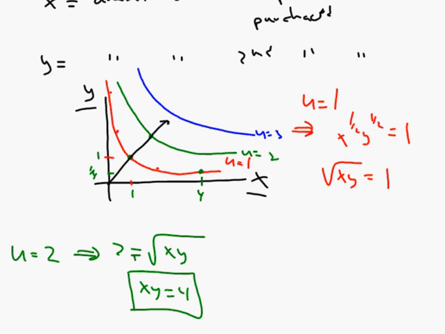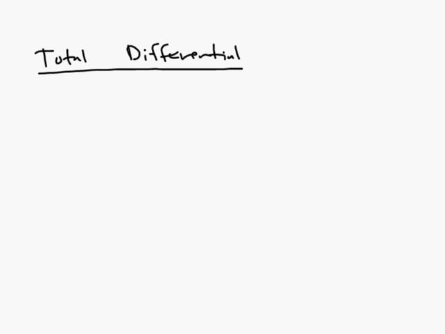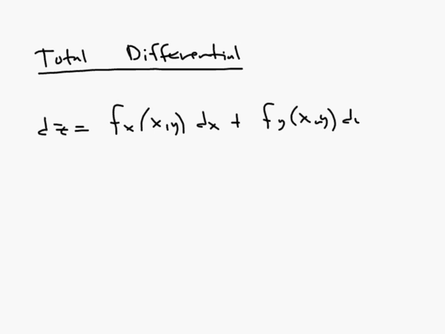All right, but before we get to that, I need to go back to multivariable calculus for a minute and remind you of something called the total differential. Okay, so the total differential is a way to estimate small changes in z, and dz is equal to f sub x of (x, y) times some small change in x, plus f sub y of (x, y) times a small change in y.